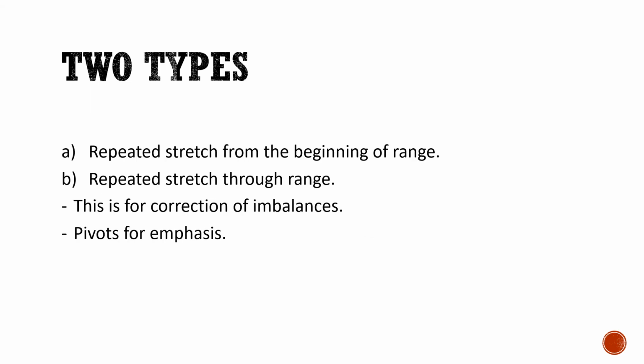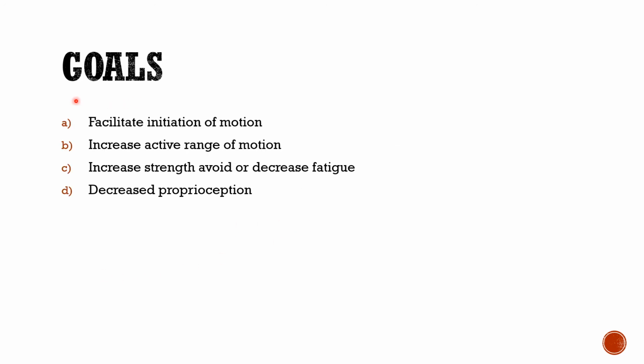Now, this technique has two types. That is, if we are performing the repeated stretch from the beginning or through the range. And these types are for the correction of imbalances and pivots or for emphasis. Now, the goals of this repeated contraction are that it increases the active range of motion, it facilitates the initiation of motion, and it increases the strength and avoids or decreases fatigue. It also decreases the proprioception.